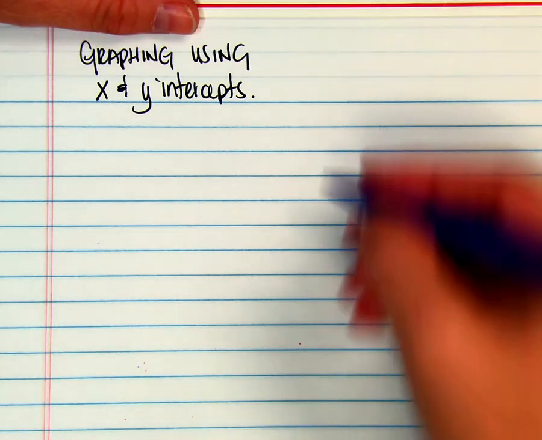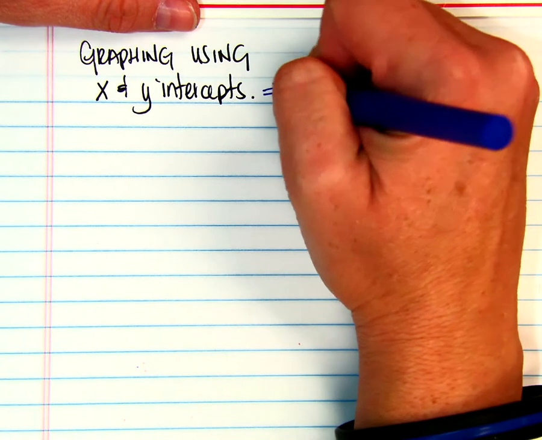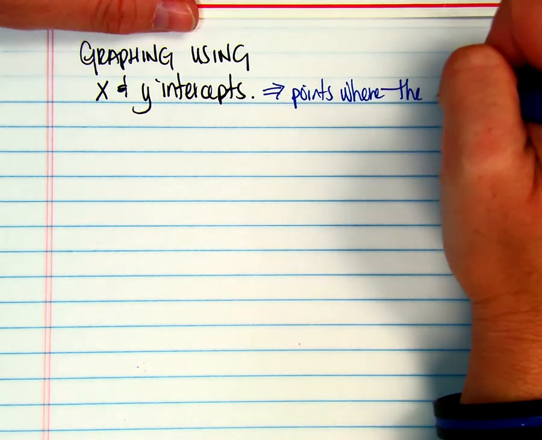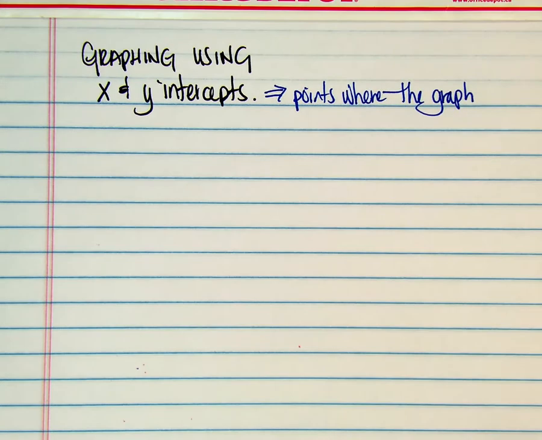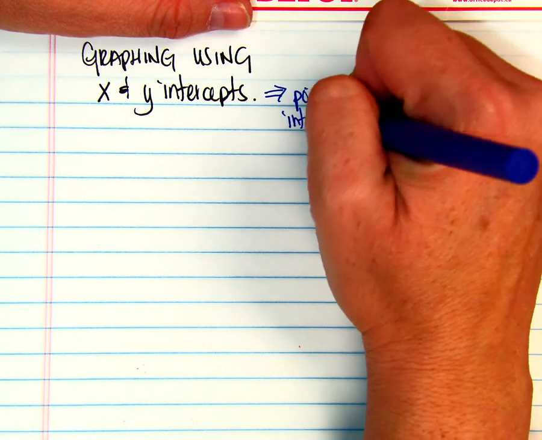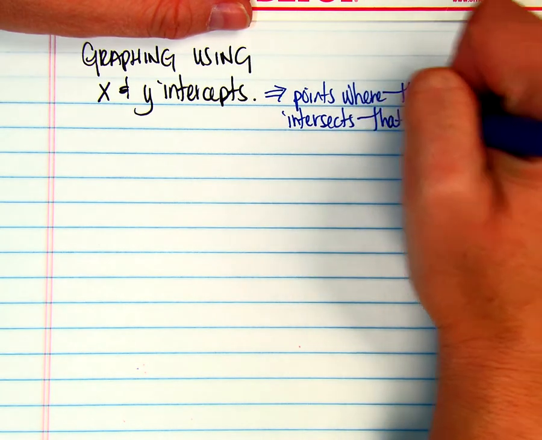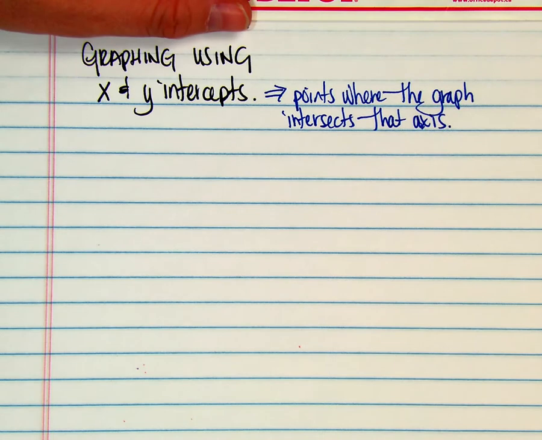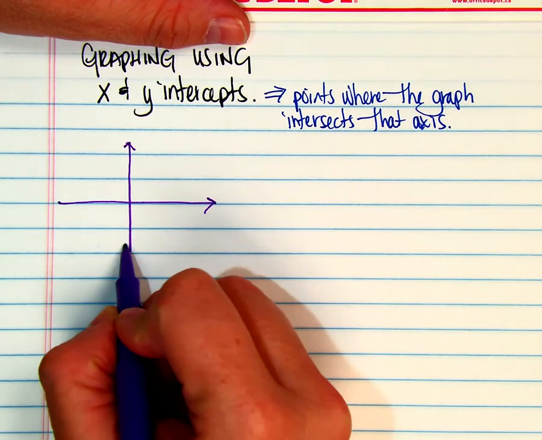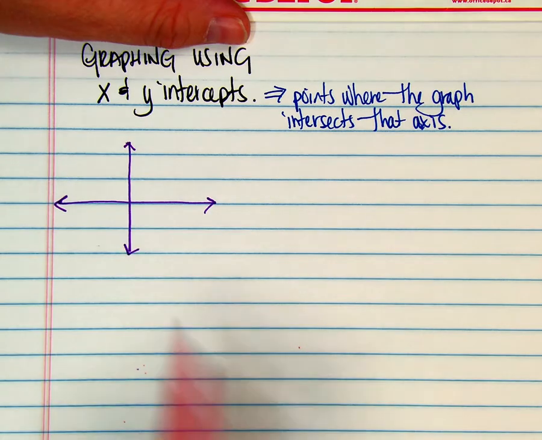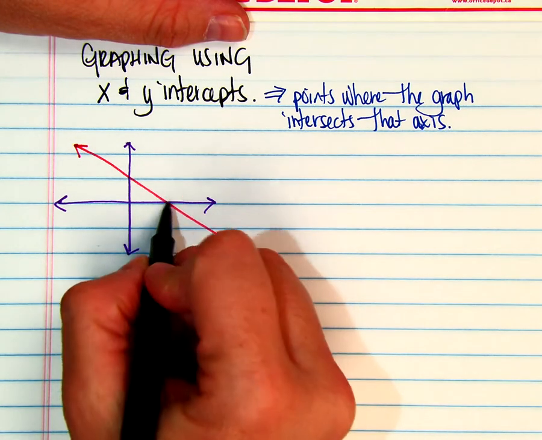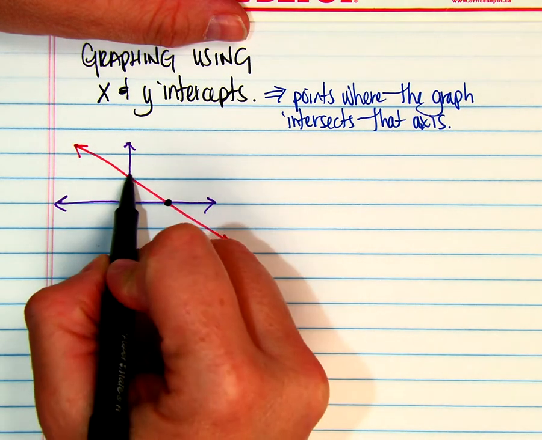Okay, so X and Y intercepts are the points where the graph, in our case we are focusing on lines, intersects that axis. So if I have some graph, some coordinate plane, and I have a line buzzing through here, I'm looking for specifically this point and this point.